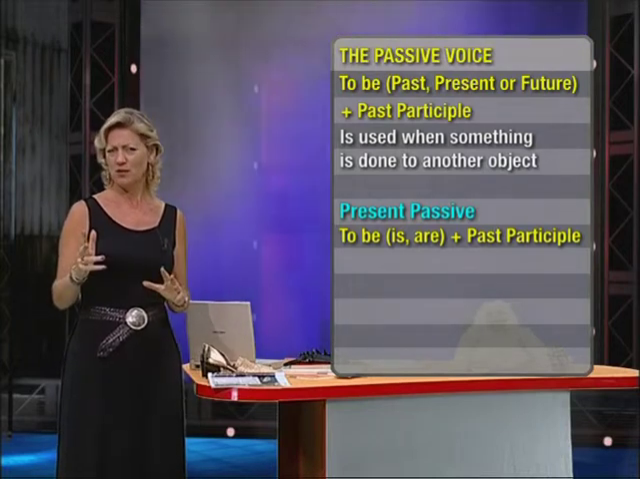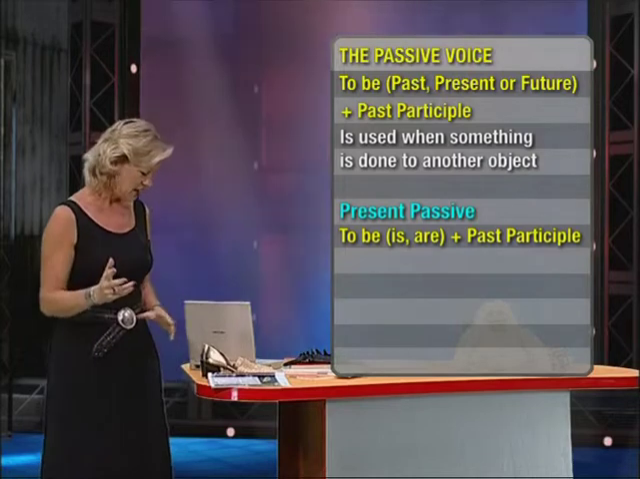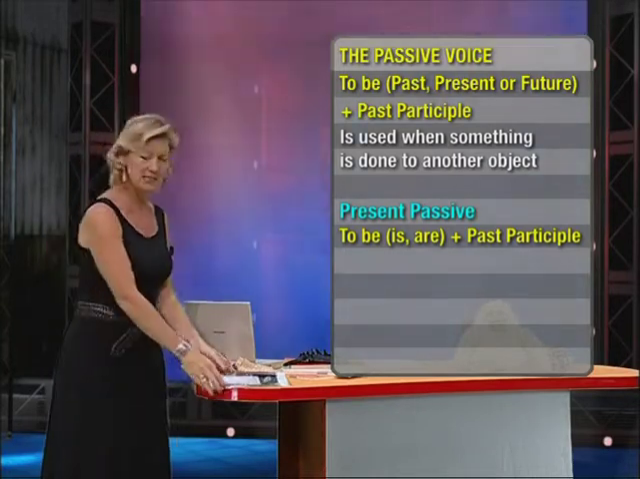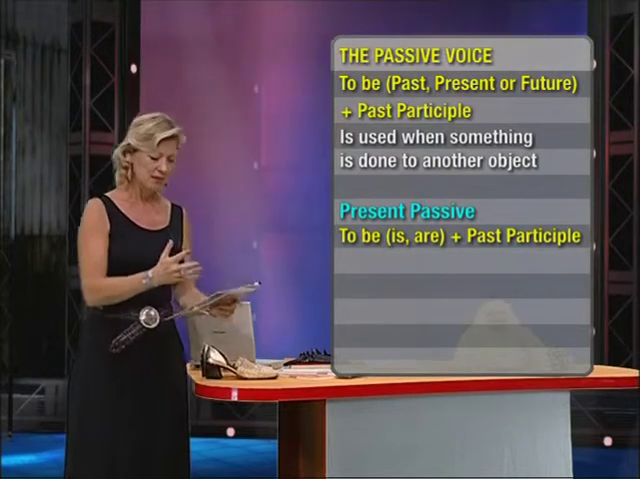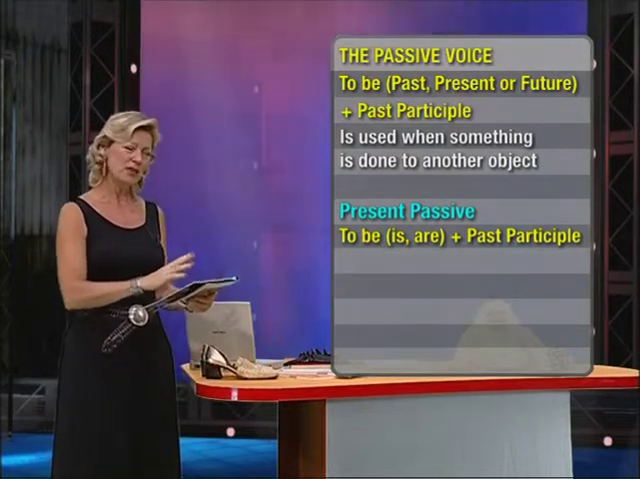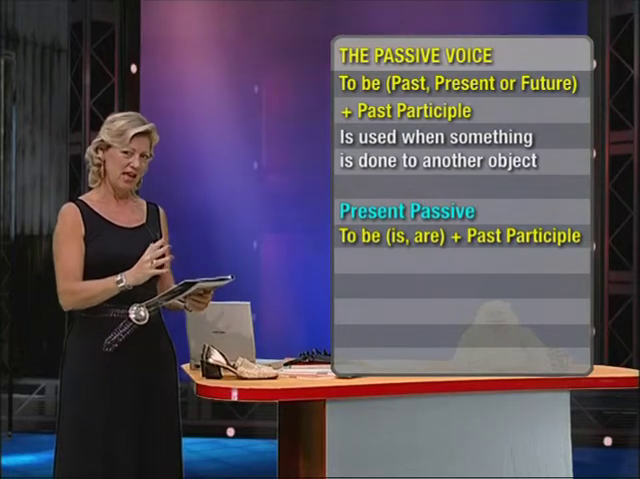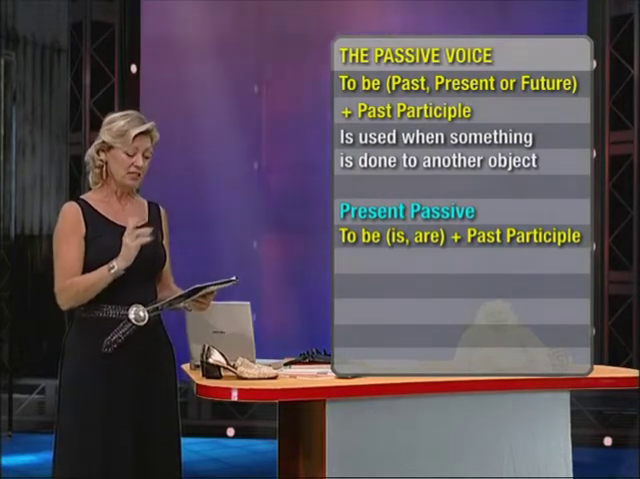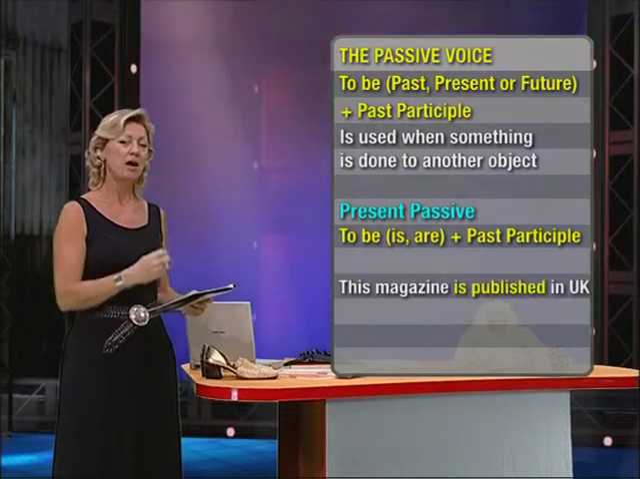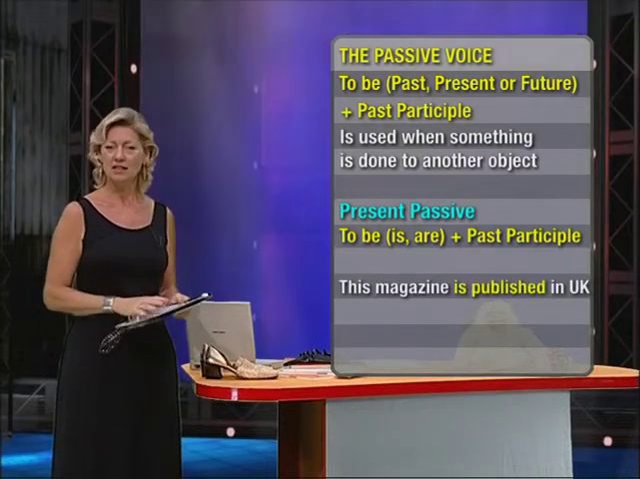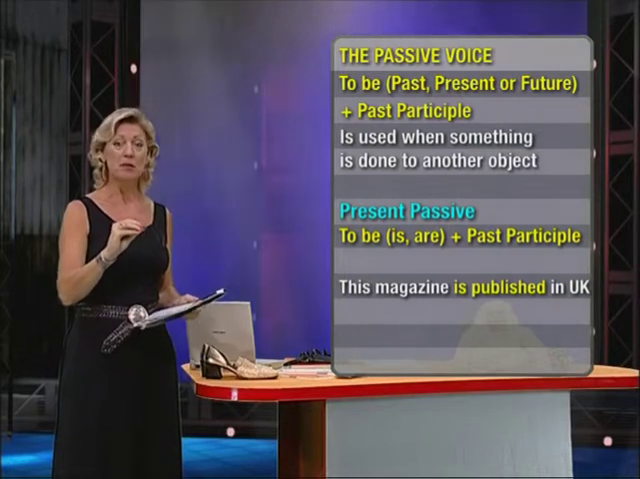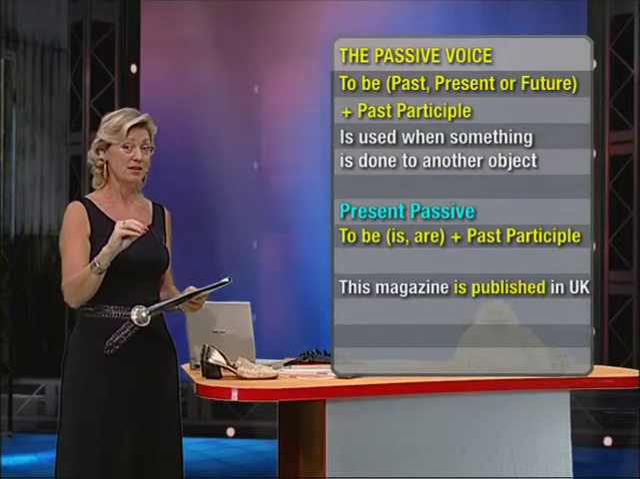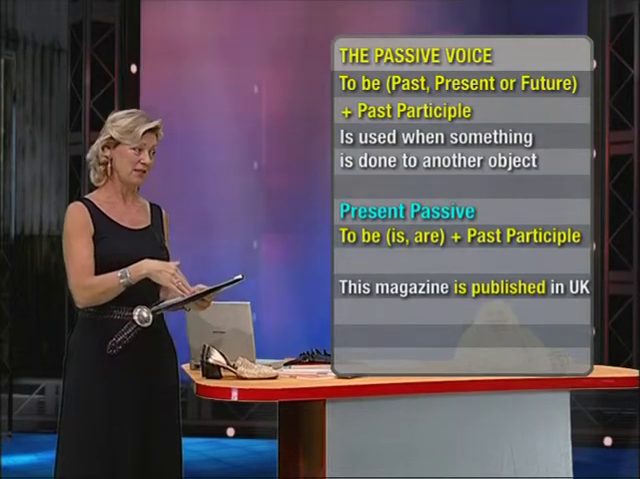Let me give you an example, try and make it clearer. And look at the screen now and we can combine the things. This is a magazine. Now, I want to talk about the magazine in the present. And there are various things that I can say. For example, this magazine is published in the United Kingdom. Is published, the verb to be plus the past participle. Other things that we can say about it.